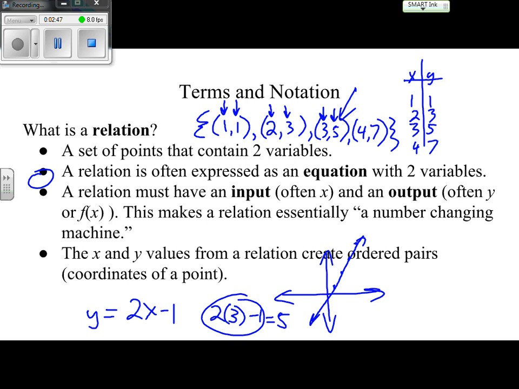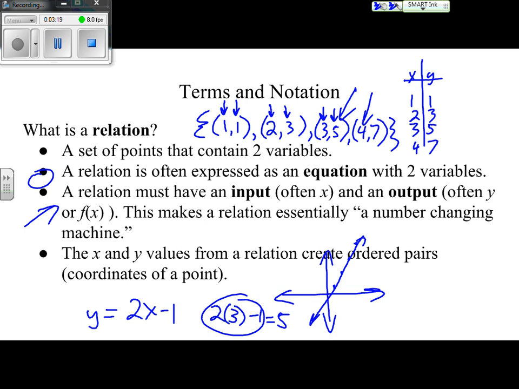All right, a relation must have an input, often x, and an output, often y or f of x, and we'll talk a little bit more about that later in this slideshow. And this essentially makes a relation a number changing machine. And you saw me do that a moment ago. I plug in a 3, I get out a 5. I plug in a 4 over here, and I get out a 7. So it takes an input and does something to it to make it into an output.